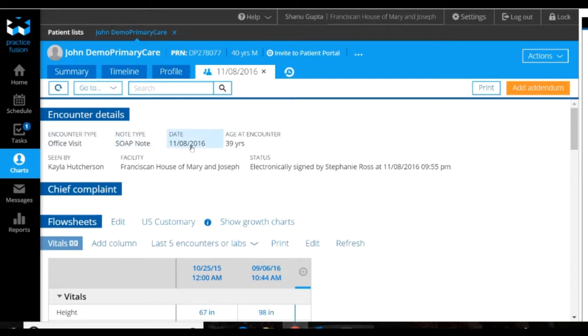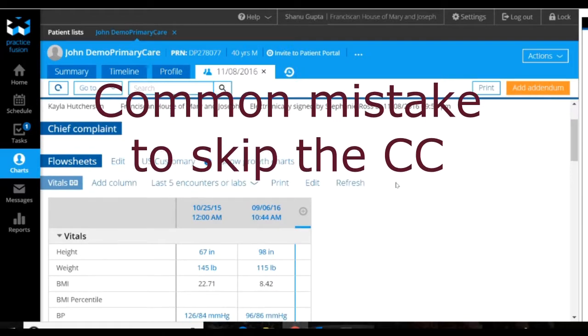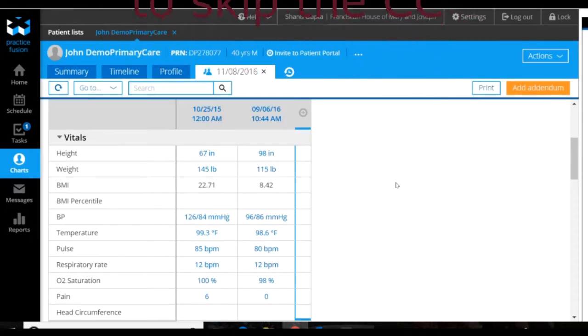The note has the date when it was first created, who it was created by, who this patient was seen by, their age. At the beginning there is a chief complaint. Now the chief complaint should always be filled out. You notice here it's empty. Then it's flow sheets after that. The flow sheets normally capture all the vital signs.